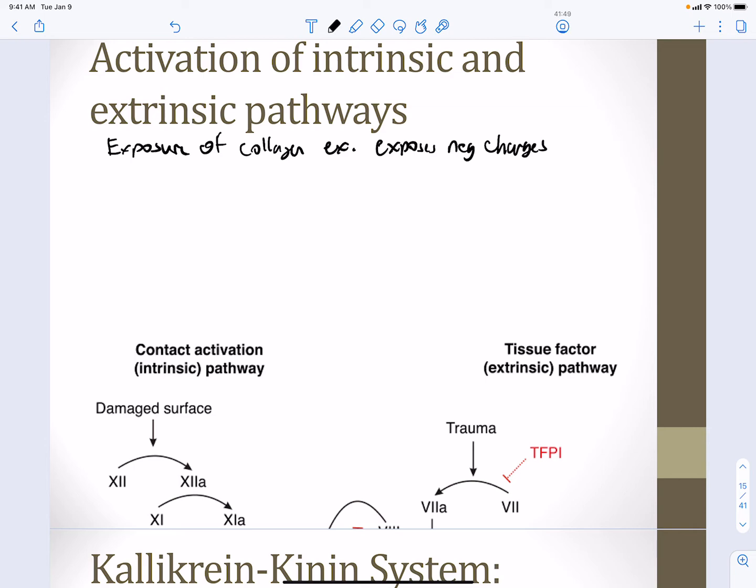And then your extrinsic pathway is going to be initiated primarily upon vascular injury. So you have vascular injury, some sort of trauma, and this trauma leads to exposure of tissue factor. So tissue factor is actually factor 3, which is a cofactor for factor 7.